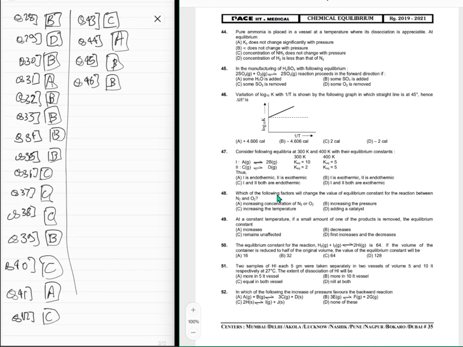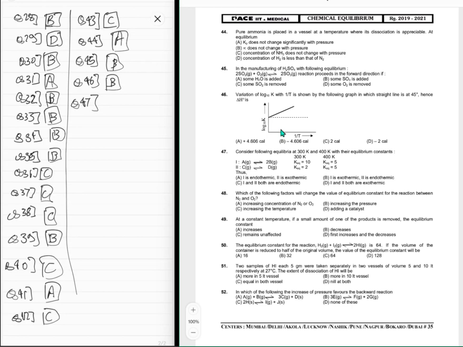So your delta H is negative. That's why when you decrease your 1 upon T value, that is, you're increasing your temperature, your equilibrium constant decreases, because this is an exothermic reaction. So increasing temperature is not favorable for the reaction. Question number 47.